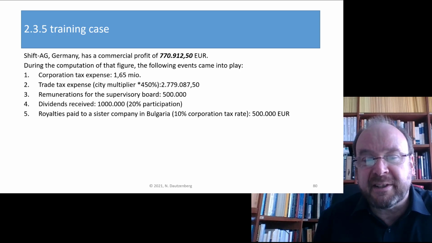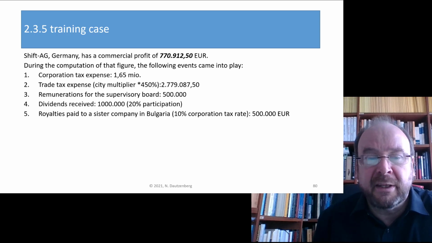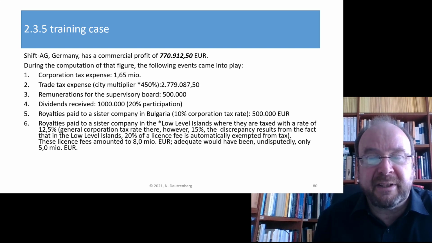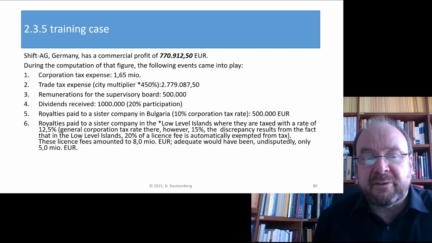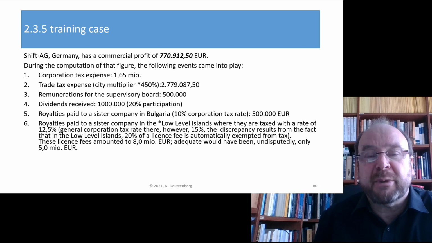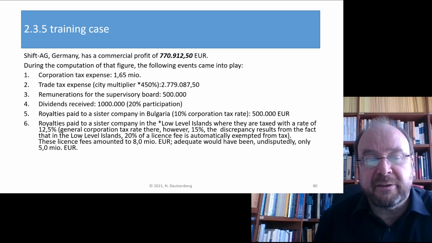royalties paid to a sister company in Bulgaria, 10% corporation tax rate there. Royalties paid to a sister company in the low-tax islands where they are taxed with a rate of 12.5%. The general corporation tax there is 15%, and the discrepancy for the license fees results from the fact that 20% of a license fee is automatically exempted from tax there. Let's just assume that. Why not?